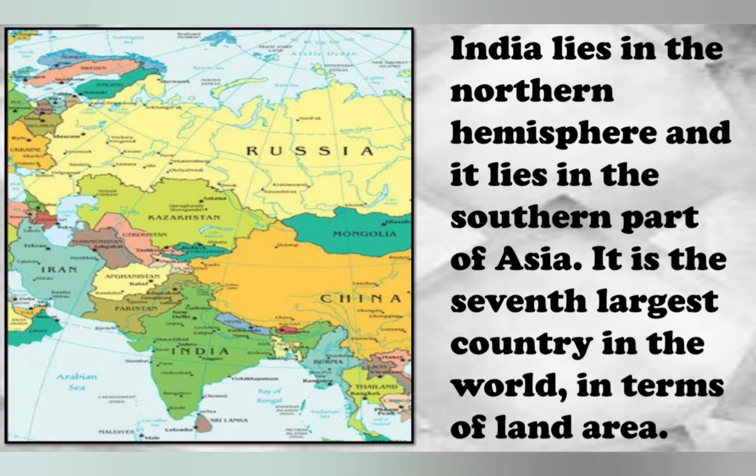India lies in the northern hemisphere and it lies in the southern part of the continent Asia. It is the seventh largest country in the world in terms of land area. I repeat, it is the seventh largest country in the world in terms of land area.